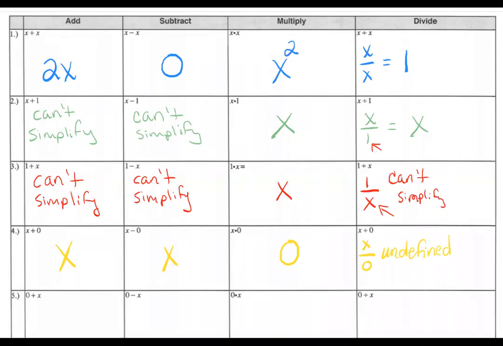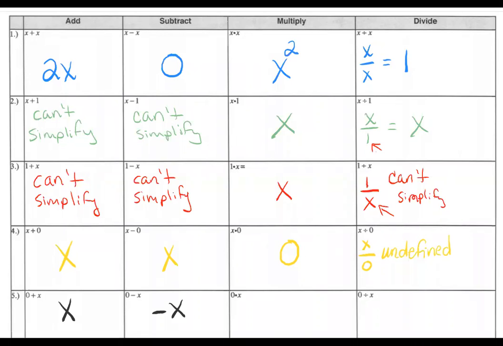Okay, for the last row, we're still dealing with 0, but the other way around. So 0 plus x, 0 plus anything will still be that anything. So we can simplify that one to x as well. For subtraction, though, subtraction is not commutative. Addition is commutative. Subtraction is not. 0 minus x is not the same as x minus 0, but we can still simplify it to negative x. Okay, 0 minus x is like having a negative x.